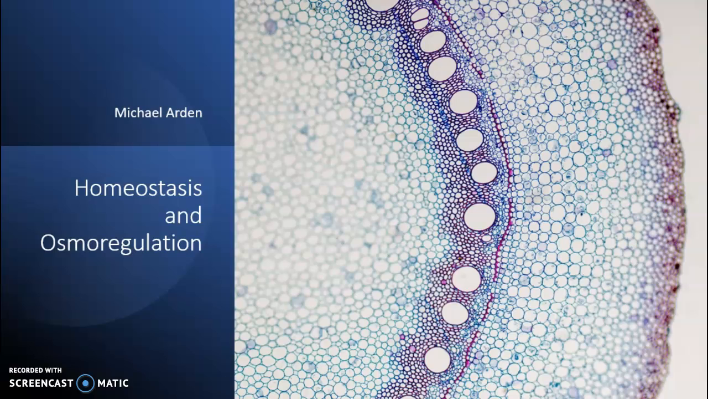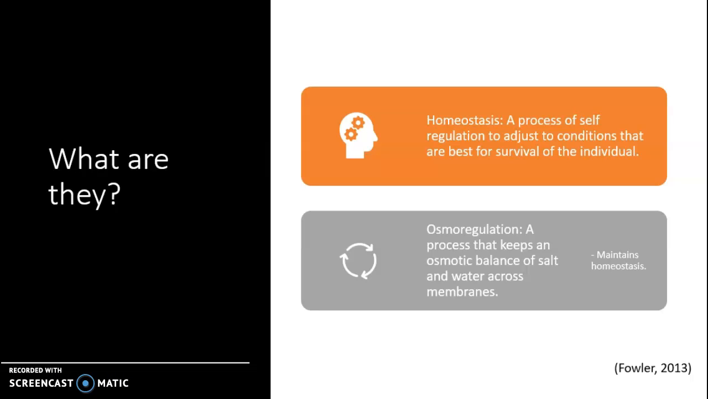So we're looking at homeostasis and osmoregulation. So what are they? Homeostasis is a process of self-regulation to adjust the conditions that are best for the survival of the individual. What that means is your body basically has a state of well-being that says there's a certain level it wants to be at to operate properly, and then homeostasis helps signal body parts to get you there. So you're looking at body temperature, thirst, hunger, those types of aspects.